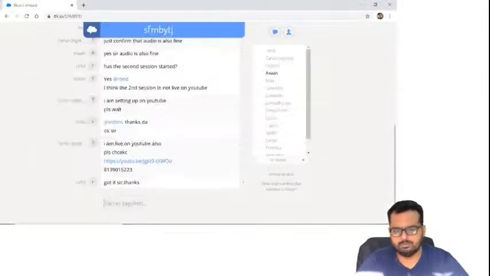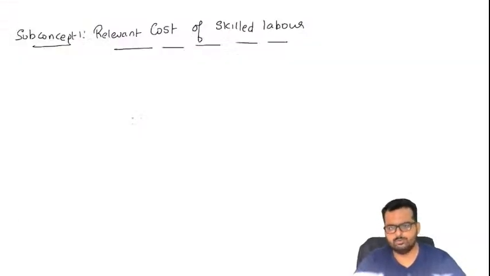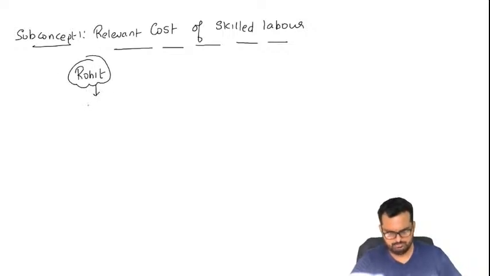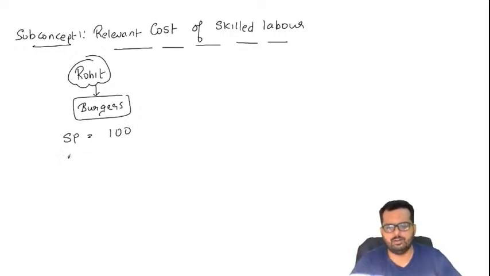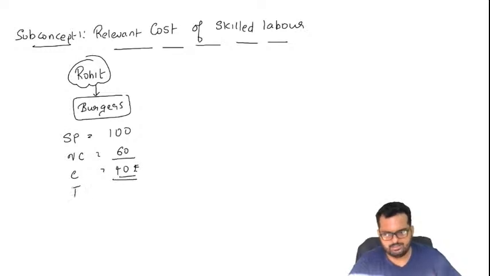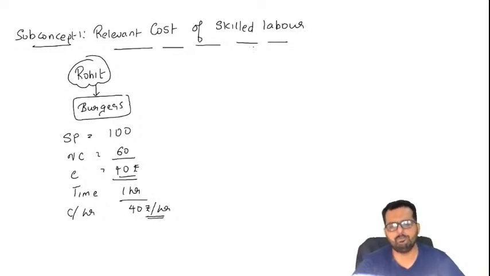Let us take one person from this classroom. I will catch Rohit for this purpose. Assume Rohit is an excellent cook. He has a center where he is selling food. We have talked about masala dosa, vada. Assume he is selling excellent burgers. The selling price of the burger is 100, the variable cost is 60, so the contribution is 40 rupees. Let's assume the time taken by him to make a burger is 1 hour. Hence, the contribution per hour is 40 rupees.